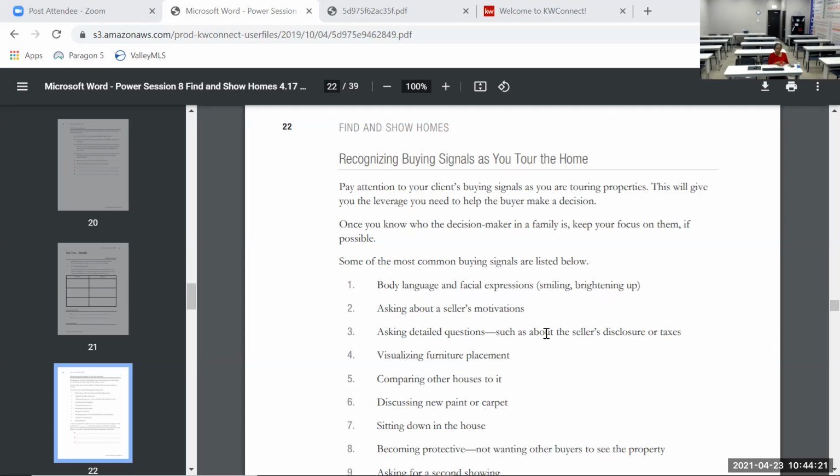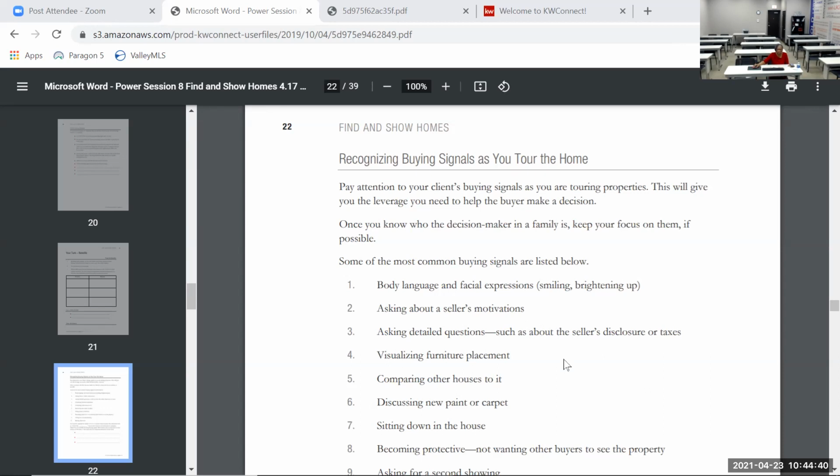But when it came down to, okay, are you all gonna put in an offer, then he would look at her and say, baby, what do you think? So she had a final say, but he was the decision maker. He was the driving force behind the decisions. So some of the most common buying signals are listed below.